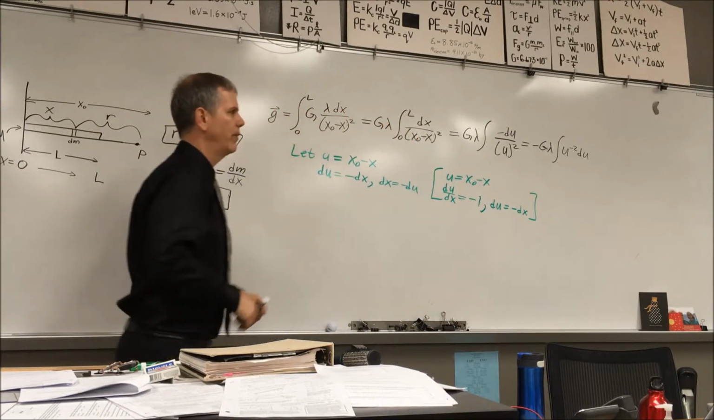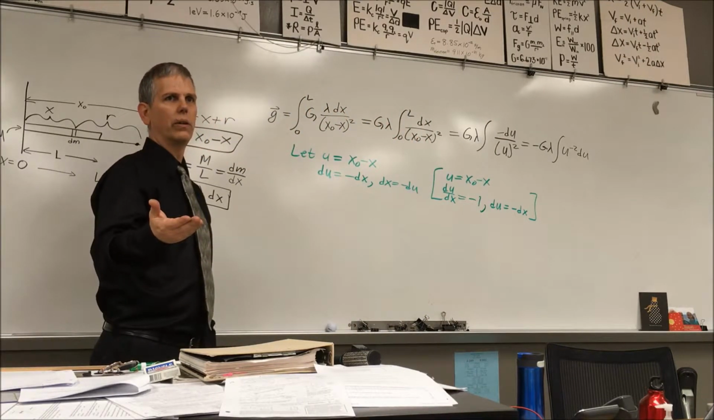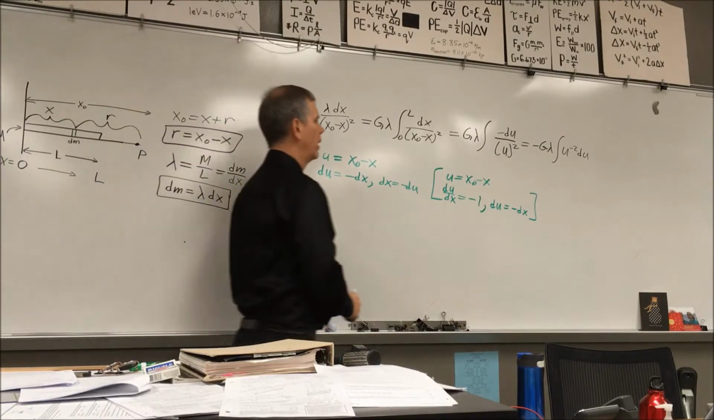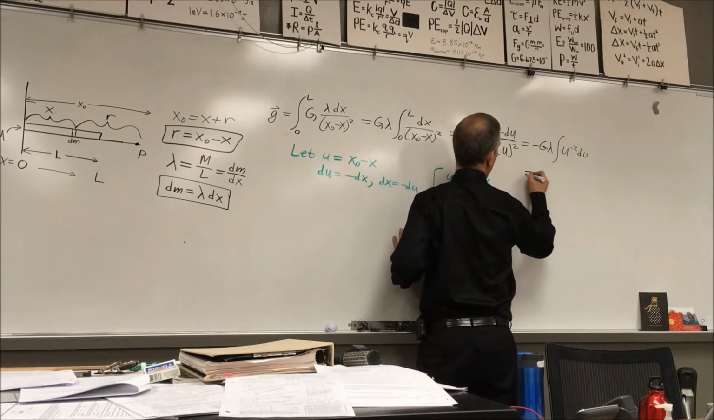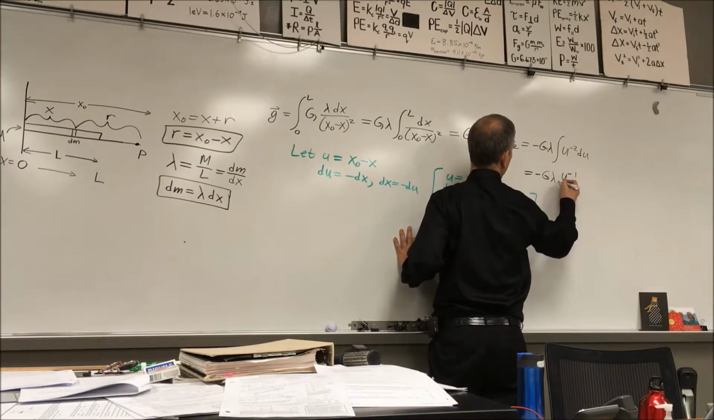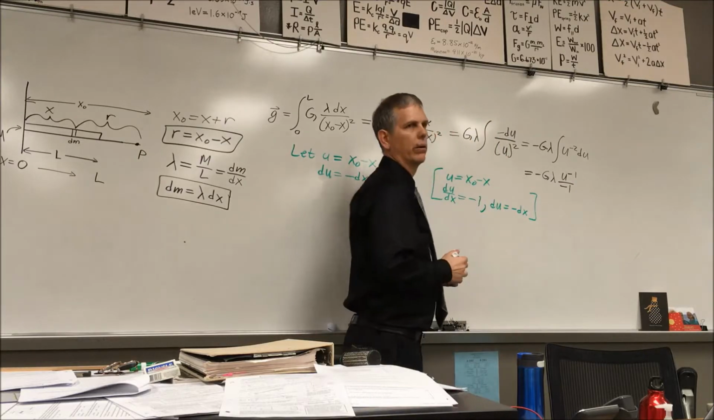Well, what is the antiderivative of u to the negative 2? Add 1 to the power, and divide by the new power, which gives me negative g lambda, add 1 to the power, divide by the new power.